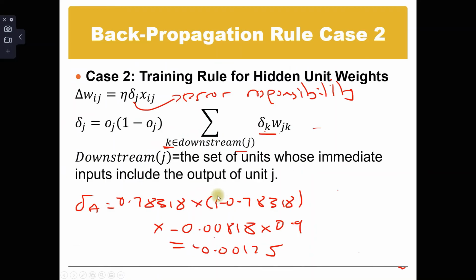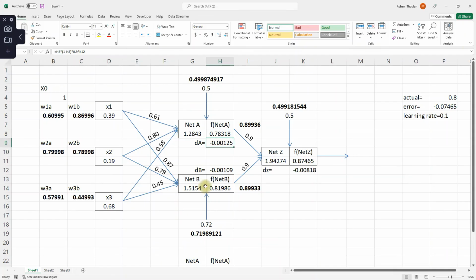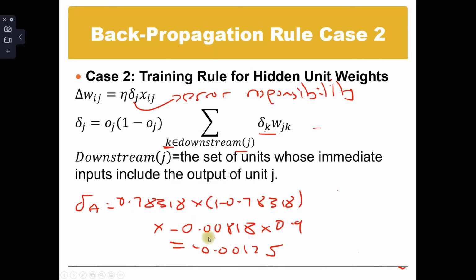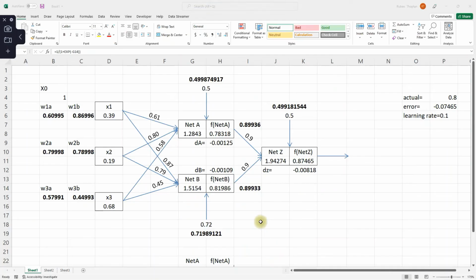We are going to do the same thing for delta B, obviously. It's the same principle. The only difference is now for delta B, the value that you are going to use is going to be 0.81986. And then the other thing is that you would have a weight that is going to be 0.9 here, which is the same as the previous one. And the delta Z stays the same anyway.